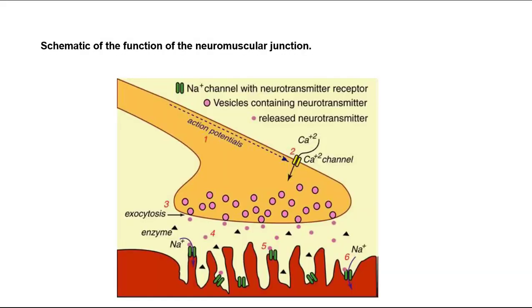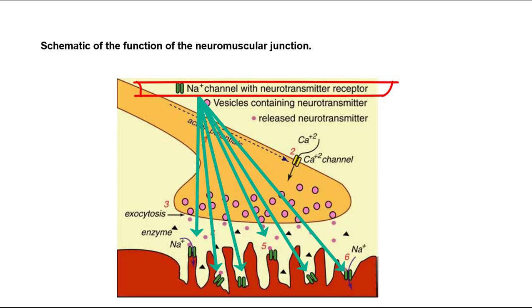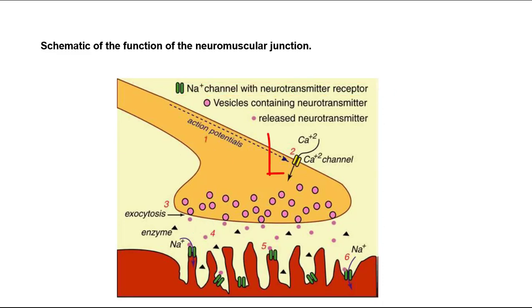An illustration of the function of the neuromuscular junction is presented in this slide. These are the ligand gated, also called chemically gated, sodium channels. These are the voltage gated calcium channels. These are synaptic vesicles containing neurotransmitters, which are acetylcholine. These are the released neurotransmitters, which are acetylcholine.